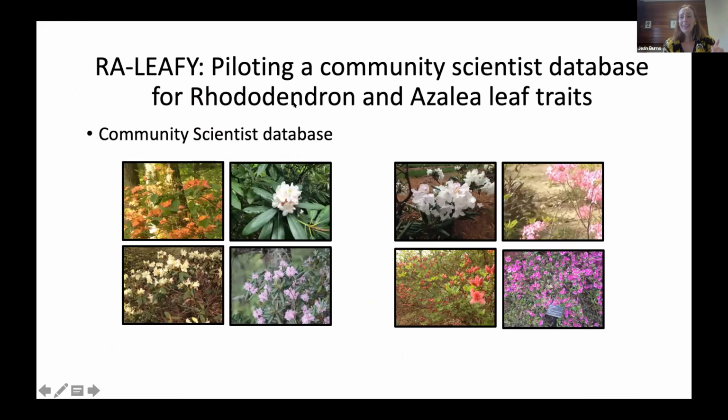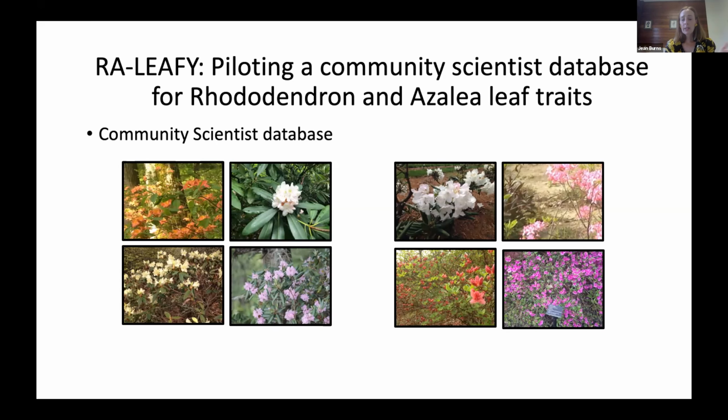In addition to getting geeked out about the beauty of the phylogenetic results, this is also just a beautiful group aesthetically. There's a reason people love looking at them, love putting them in their yard, and love them as hobbyists. So I think they are really ripe for doing community science. And we're piloting a very small, at least initially, community data-based project. We're calling it RA-LEAFY, for Rhododendron and Azalea leaf traits.